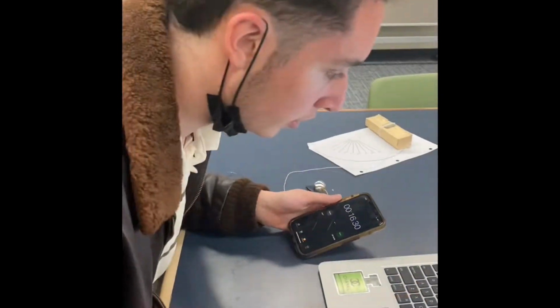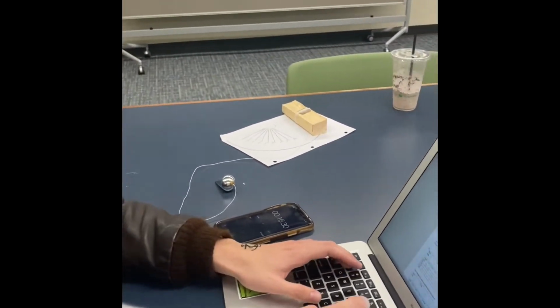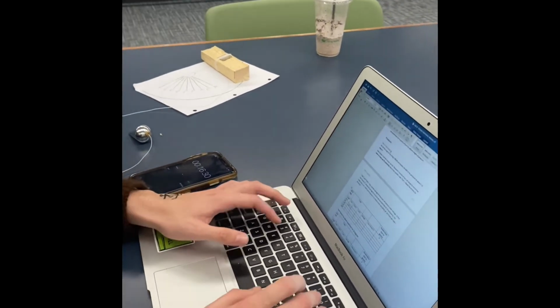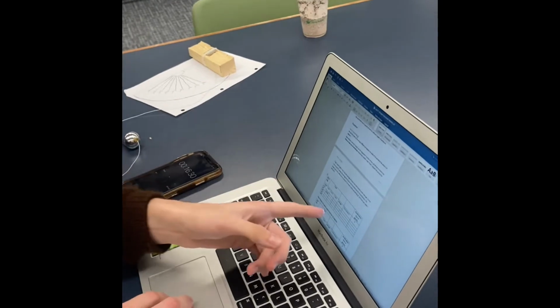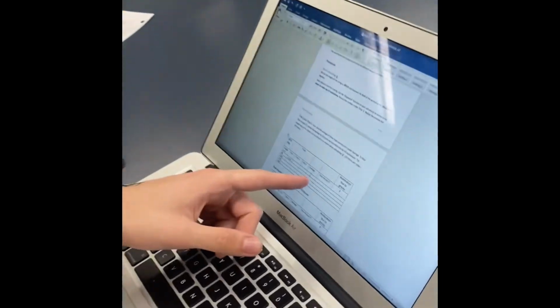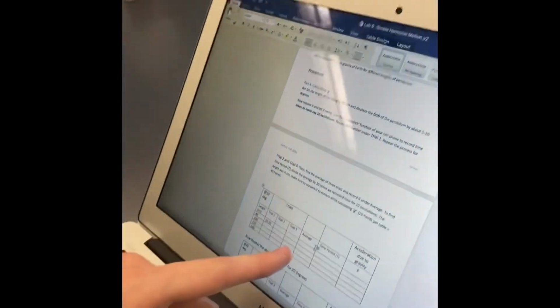16.30. So I'm going to put that in my trial one right here. So it took 16.30 seconds for the first one. I'm going to put that down. I'm going to do the rest of my trials, and then I will find the average of those.